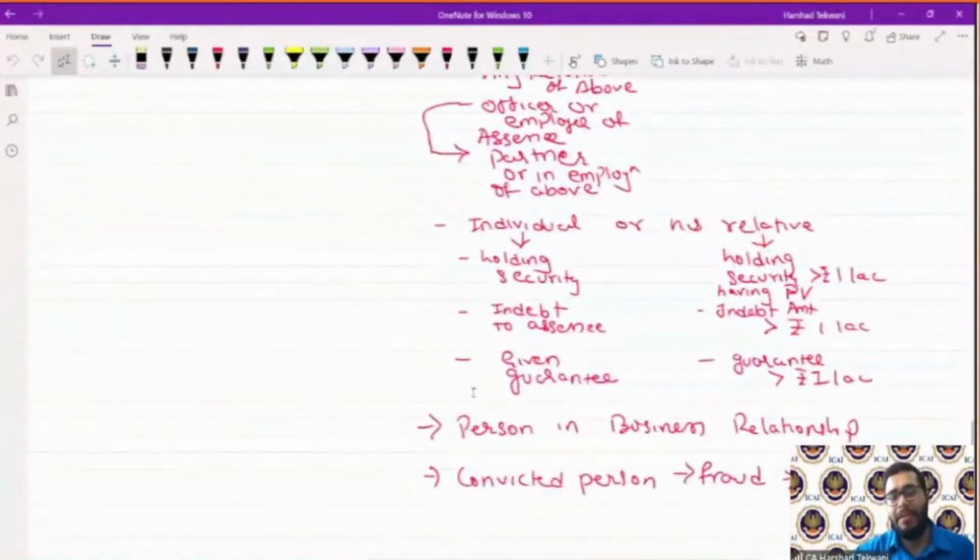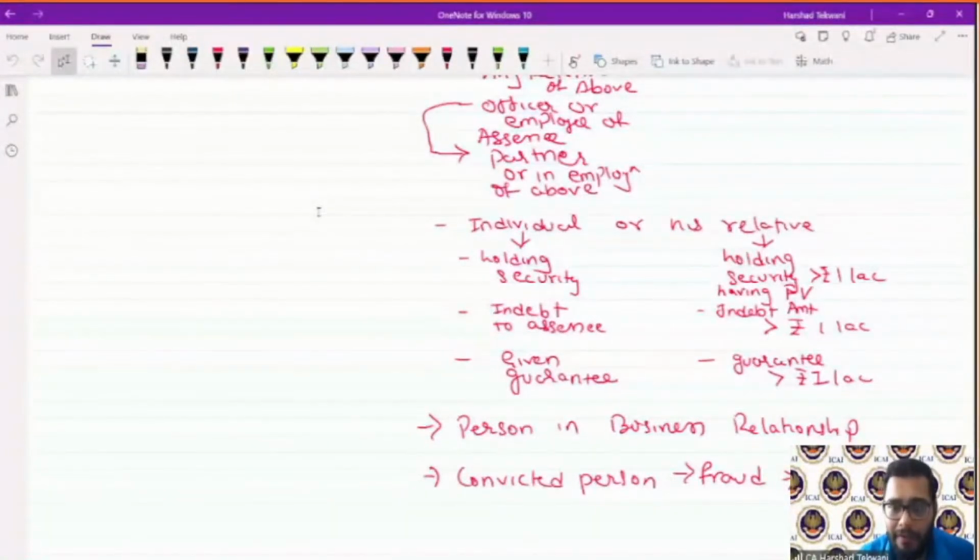Person having business relationship. Now, what was the definition of business relationship? Business relationship means that person having any of the commercial transaction with the assessee.